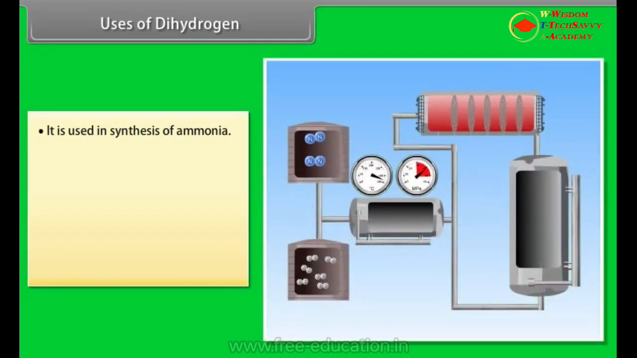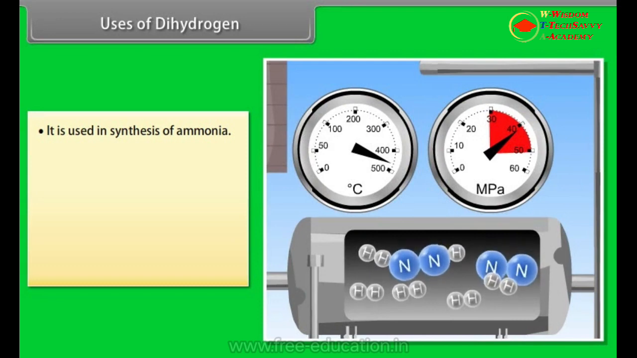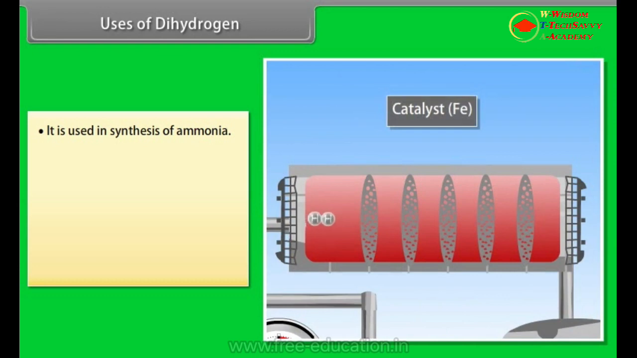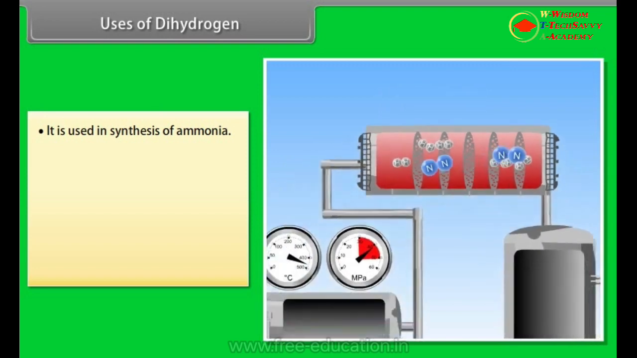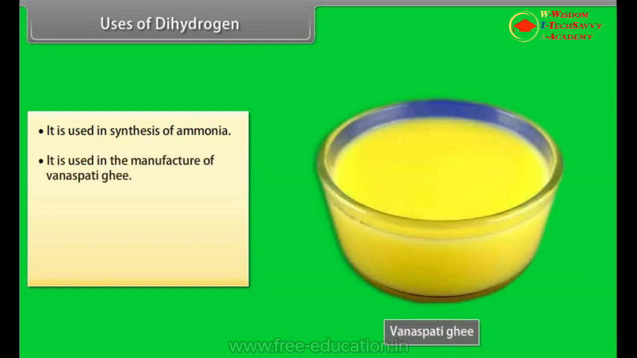Uses of dihydrogen. It is used in synthesis of ammonia. Nitrogen and hydrogen are passed to a heater, where these are heated up to a certain temperature. After that, they are compressed and then passed to a heater, where the reaction takes place. After that, the mixture is passed to a waste heat boiler, from which ammonia is cooled and then stored, and nitrogen and hydrogen are recycled.